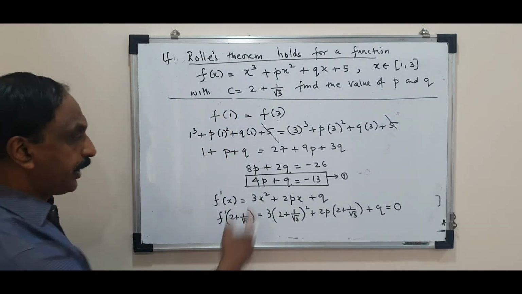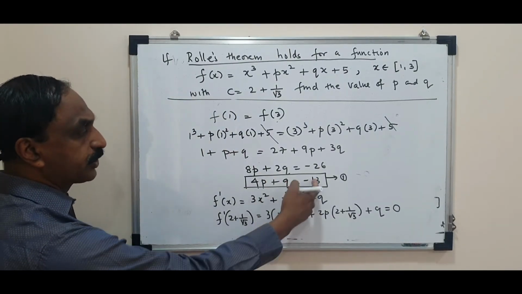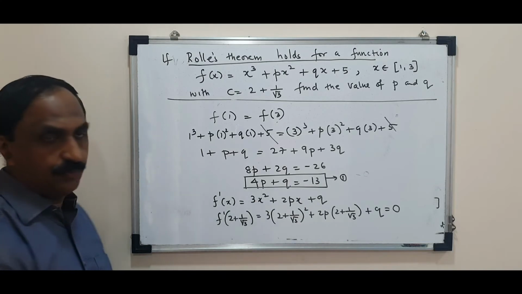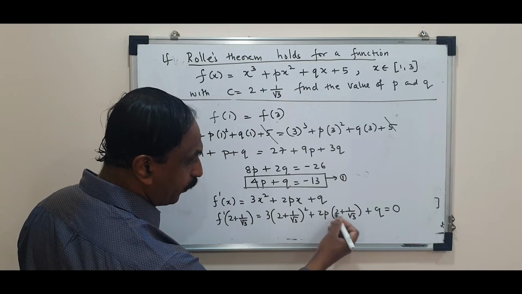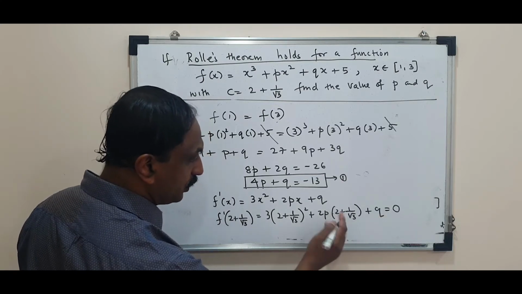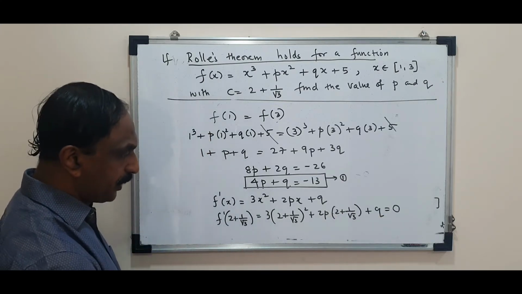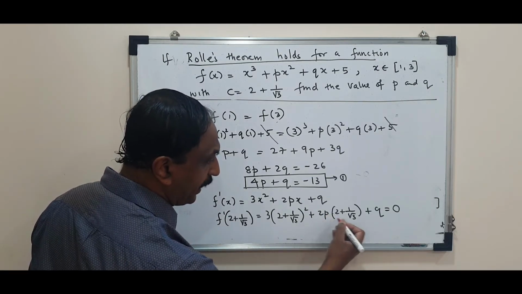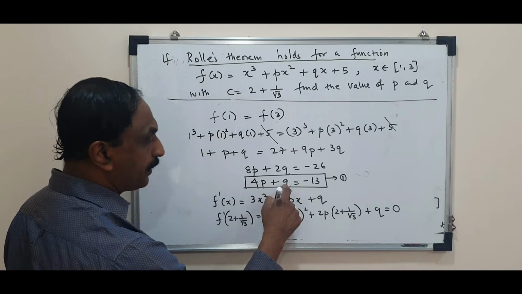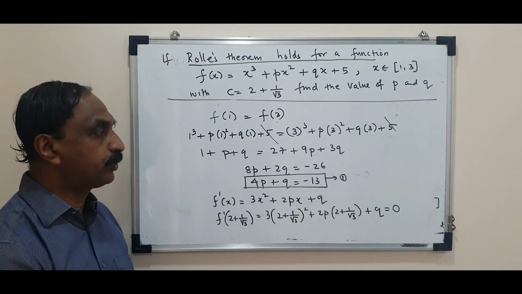Now we'll solve these two equations. One we have: 4p plus q is minus 13. Another condition we have like this. If you look at this, 2p into 2 you will get 4p, so 4p plus q. You can easily understand here. When you open this bracket, I am getting 4p, and there is a q, and 4p plus q is minus 13. You will be able to replace that.